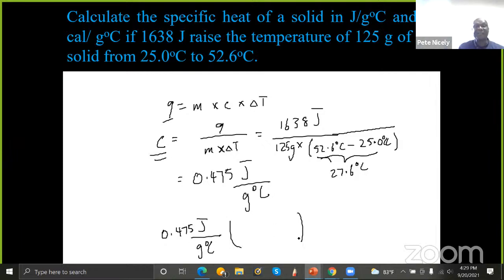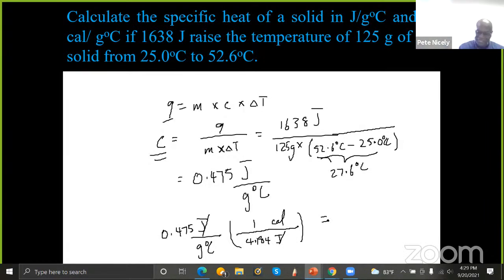And I will multiply this by a conversion factor, which allows you to convert from joules to calories. So the calorie unit will be up here, the joule unit will be down here. According to the relationship between the two, 1 calorie is equal to 4.184 joules. So the joule units will cancel out here and here. And let's do that calculation.